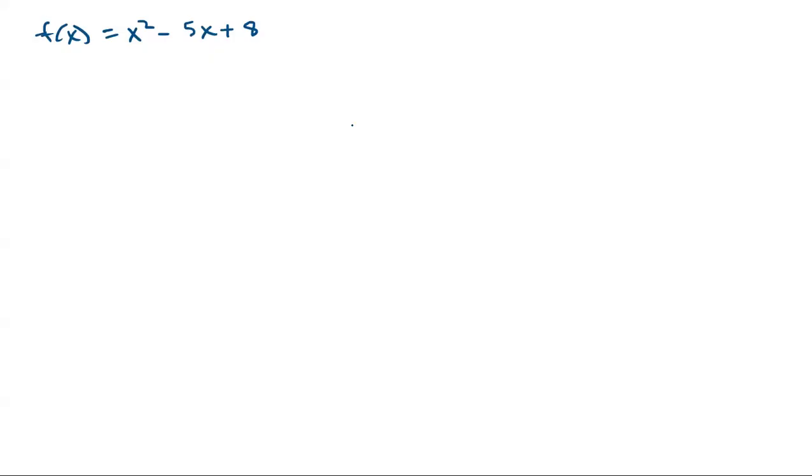Okay, so here we have f of x is equal to x squared minus 5x plus 8. And so we also need f of x plus h. So anytime we see an x, we're going to replace it with x plus h. So we'll have x plus h squared minus 5 times x plus h plus 8.